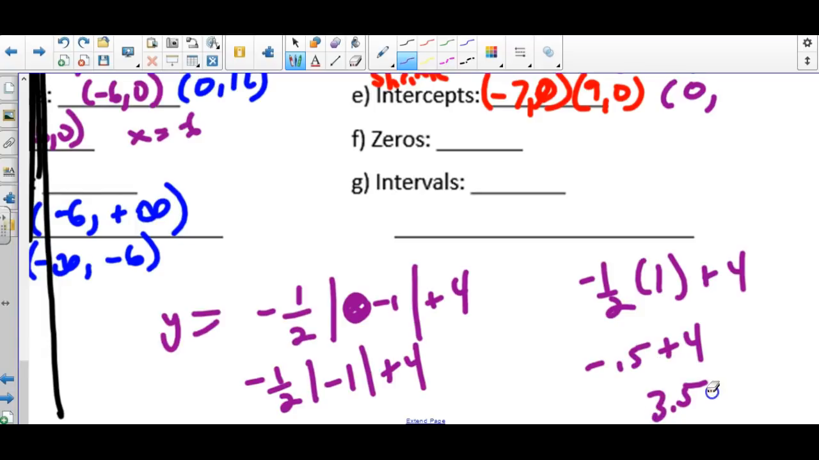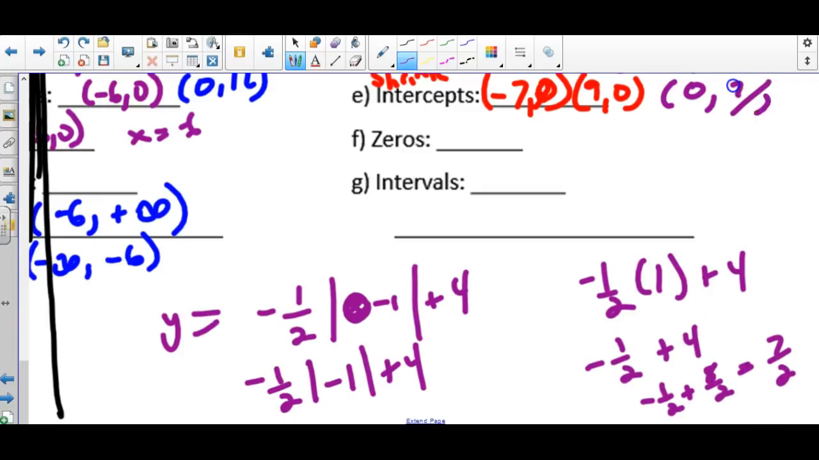Or if you were to convert that to a fraction, -1/2 times 1 is -1/2 plus 4, right? Well, if I made it into a fraction, -1/2 plus 8 over 2, I'll get 7 over 2. So anyway, the zeros are the same as the x-intercepts, -7, 0, and 9, 0.